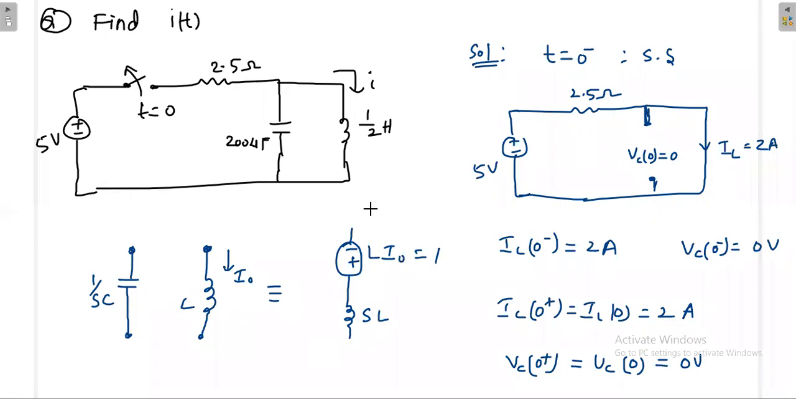So just after the switching, at the time of switching, you are opening the switch. Once you open the switch, what will be the state of the circuit?